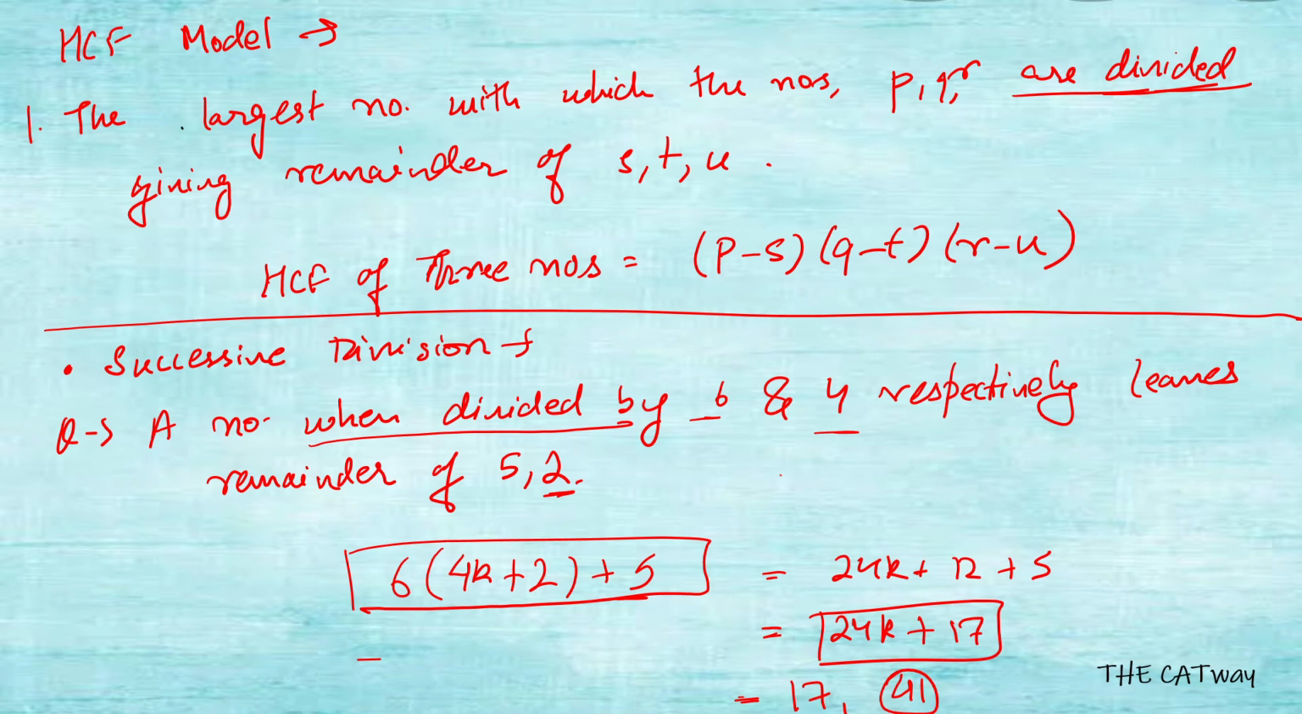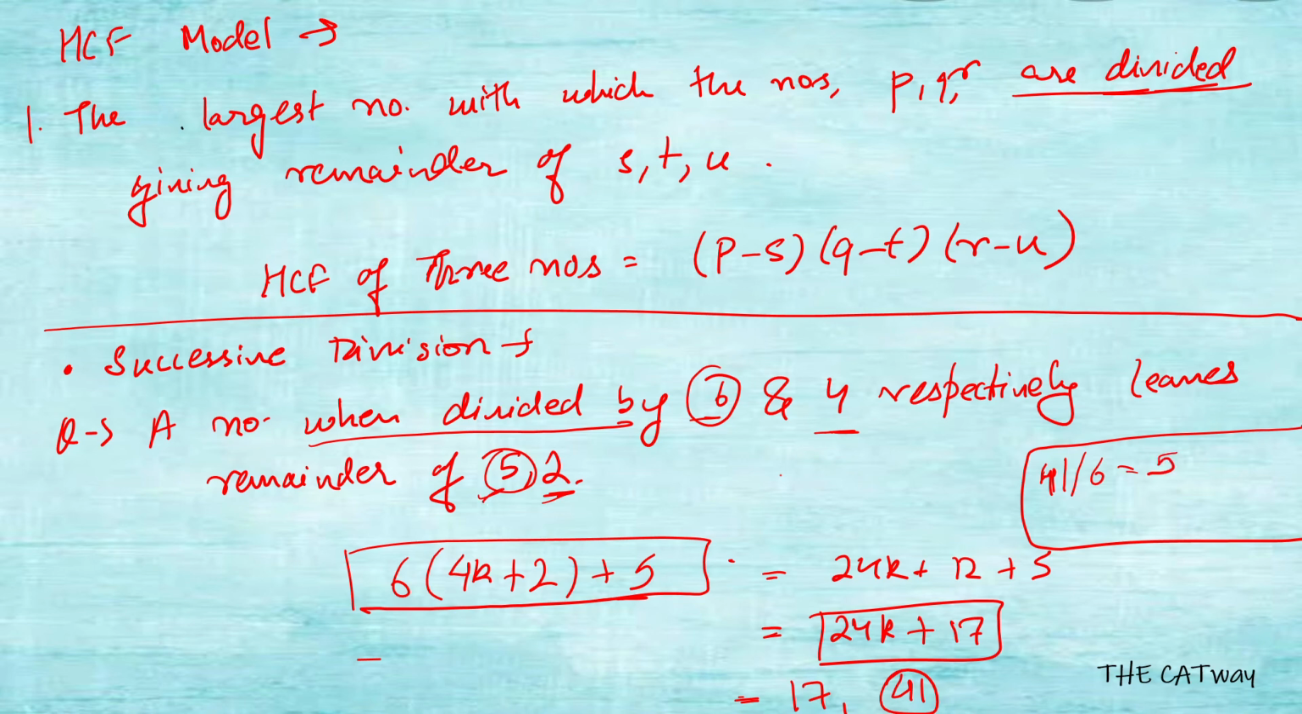Okay, now let's check what mechanism goes into that. So your number is 41. When 41 is divided by 6, this time you will not go with the last number, you will go with the first number. So 6 is the first number. When the number is divided by 6, the remainder has to come 5. Let's check it out. So 41 divided by 6, the remainder comes 5.